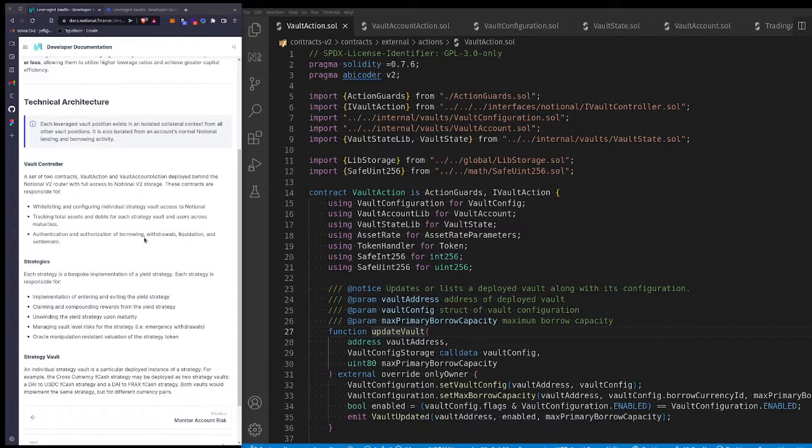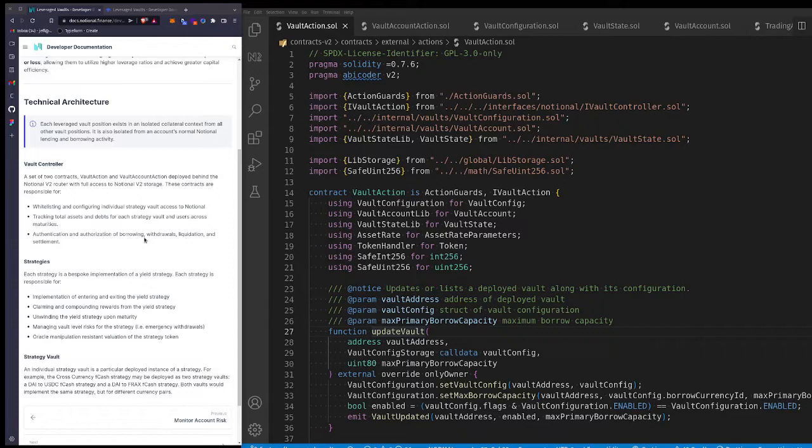So the leveraged vault architecture is set up as broken into two parts. One is a set of two contracts, Vault Action and Vault Account Action, which are deployed behind the Notional V2 router with full access to Notional V2 storage. This is sort of the core controller contracts that will manage the whitelisting of vaults, the vast majority of the bookkeeping for assets and debts across each strategy vault, and all the authentication and authorization for borrowing, liquidation, and a lot of the calculations associated with that.